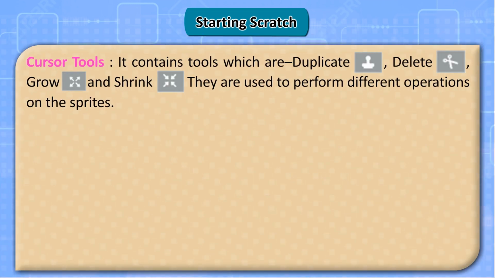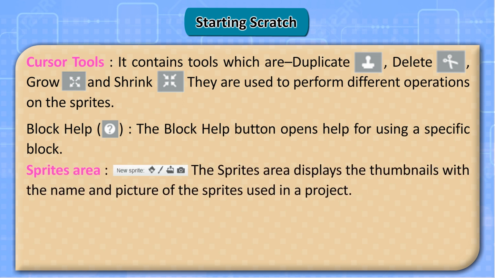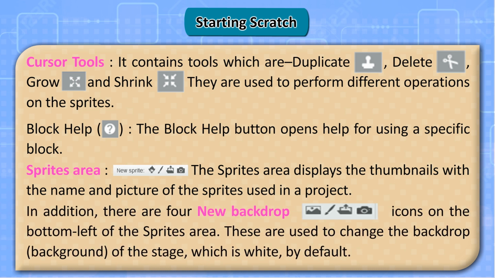Cursor tools. It contains tools which are duplicate, delete, grow and shrink. They are used to perform different operations on the sprites. Block help. The block help button opens help for using a specific block. Sprites area. The sprites area displays the thumbnails with the name and picture of the sprites used in a project. In addition, there are 4 new backdrop icons on the bottom left of the sprites area. These are used to change the background of the stage, which is white by default.